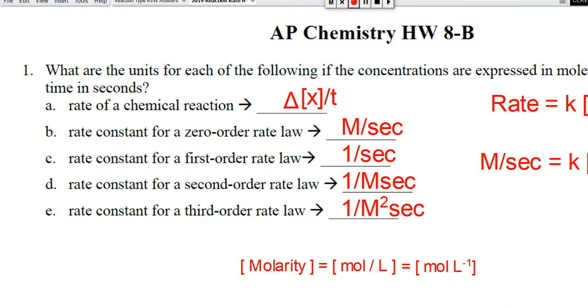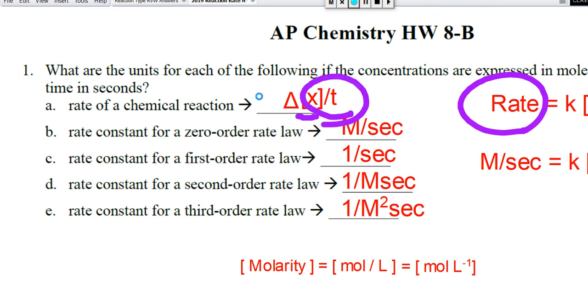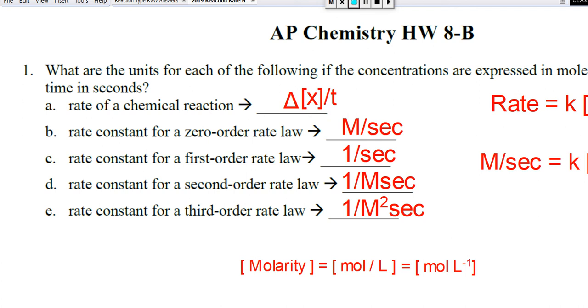So now we're on to B, and this one's largely focused on units. Let's look at the basic rate equation. Rate is equal to K and then molarity to some power. The units for rate are always based off of molarity and time. And for the rest of this question, I pretended that time was in seconds.